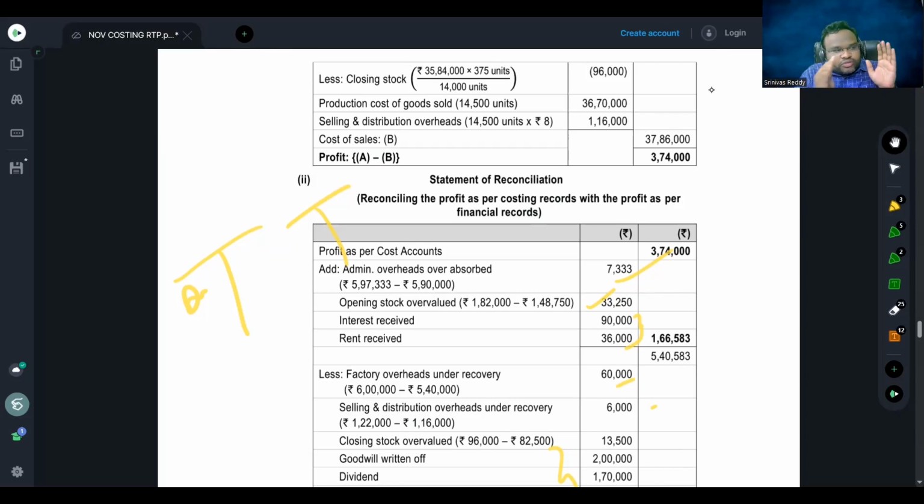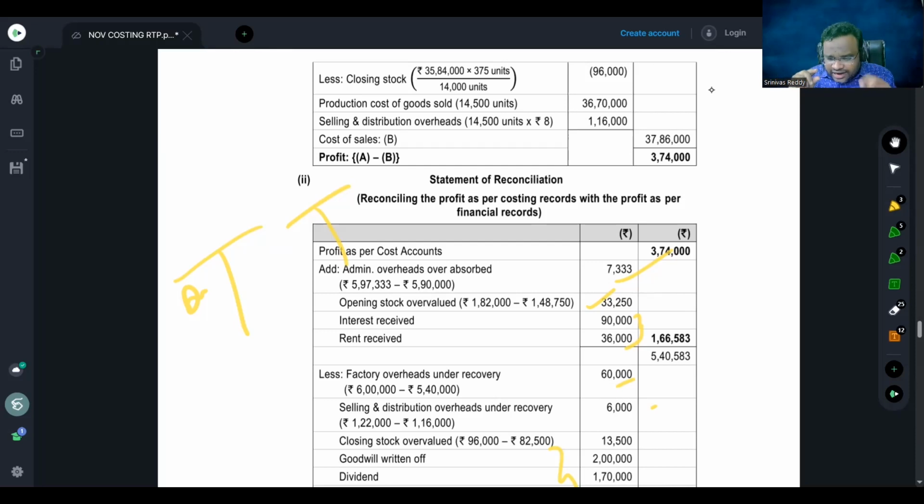So simple, you need to prepare financial accounts as you do with the trading and profit and loss account. You prepare your cost sheet as per the cost sheet. Then you do the reconciliation. The reconciliations will happen because of undervaluation or overvaluation of opening stock and closing stock. And second thing, WAP, there is no worry because as per financial accounts and as per cost accounts, WAP is the same.